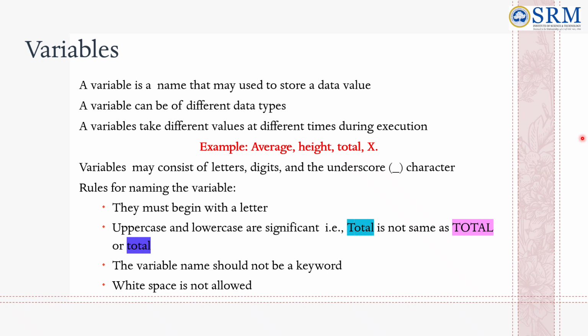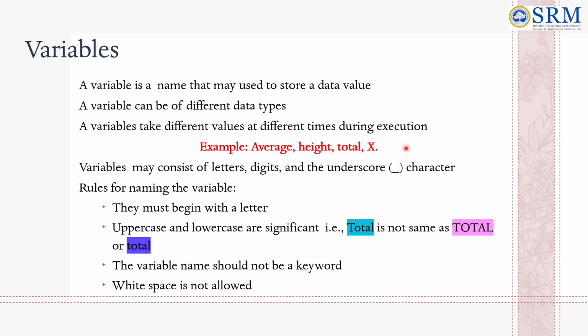Now let us understand what a variable is. A variable is a name that may be used to store a data value. Variables can be of different data types. We'll see data types in the next slide. A variable can take different values at different times during execution. Here are some examples of variables: average, height, total, x. Variables can have a single character as well as a collection of characters.